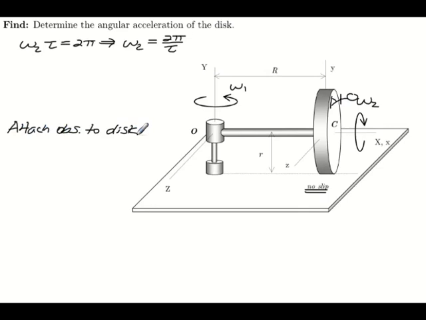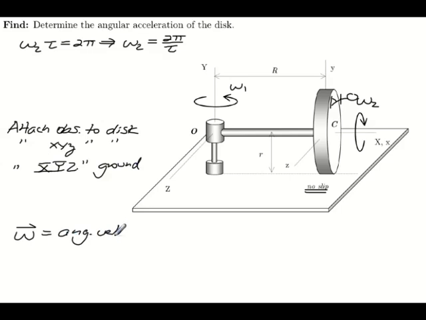I'm going to have a small xyz axis, which is also attached to the disk. Then I'm going to have a fixed set of axes, big XYZ, which is attached to ground. In other words, big XYZ is fixed. And again, our ultimate goal here is to find the alpha vector. But in order to get there, we need to first find the omega vector. Omega is the angular velocity of our observer, which is one and the same thing as the disk.